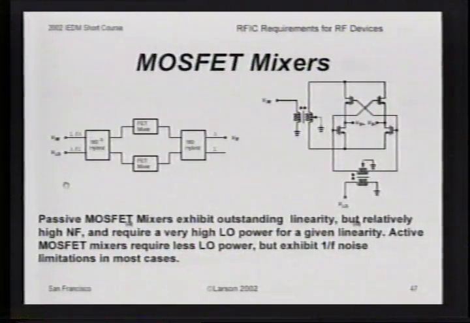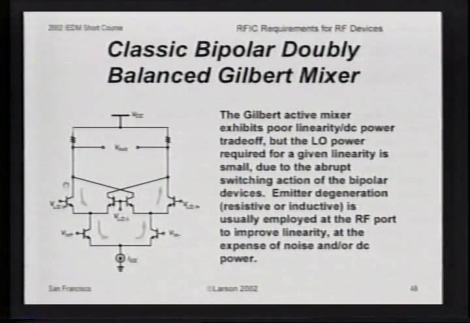And I'd like to very briefly now talk about MOSFET mixers. MOSFET mixers exhibit outstanding linearity. The best mixers from a linearity perspective are MOSFET mixers and passive MOSFET mixers. But they typically require a very, very high local oscillator power. You can go out and buy discrete MOSFET mixers which have just astonishingly good linearity, but they require several watts of power to drive them efficiently. And active MOSFET mixers require less local oscillator power, but they do exhibit these 1/f noise limitations that we talked about previously. So if linearity is the most key consideration, then a MOSFET approach is usually the way to go, but it requires a lot of supporting circuitry, which dissipates a lot of power in order to improve the performance.